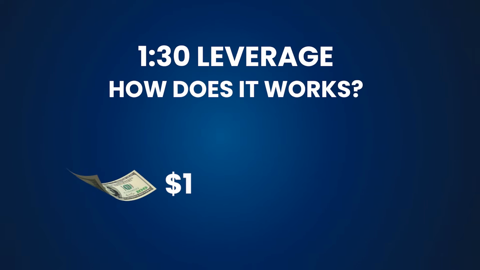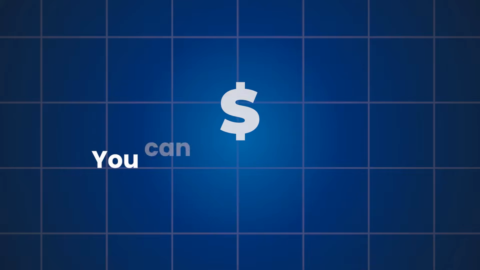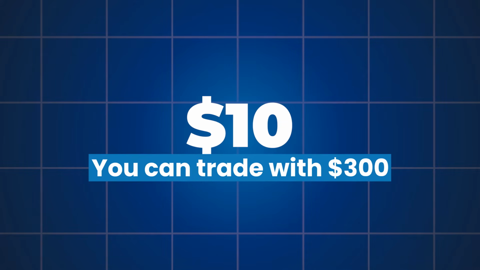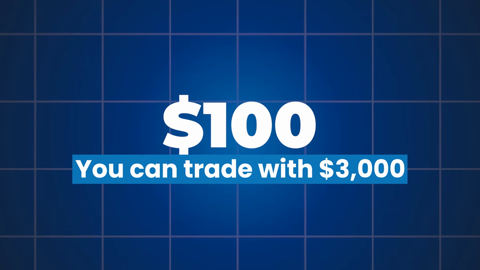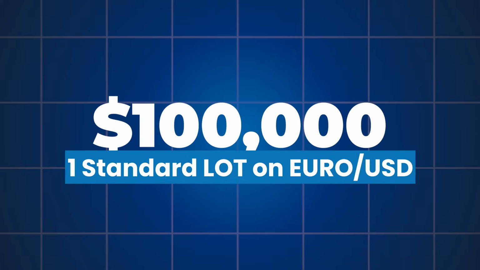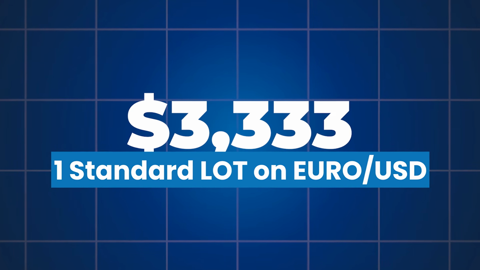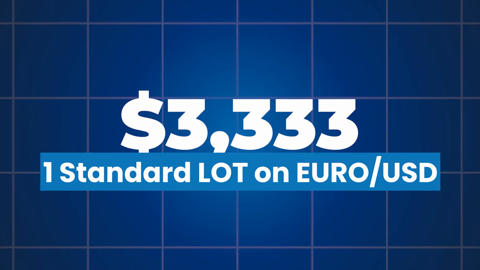It means that for every dollar that you deposit, they will match it with $30. So if you're putting in $10, that means you can actually trade with $300 in the market. If you put down $100, you can actually trade with $3,000. So now, instead of needing that full $100,000 to trade one standard lot on Euro USD, for example, you would only need about $3,333 to trade one full lot, right? Because of that leverage. And it's actually the only reason that a lot of people nowadays can actually trade in the Forex market, because of leverage.